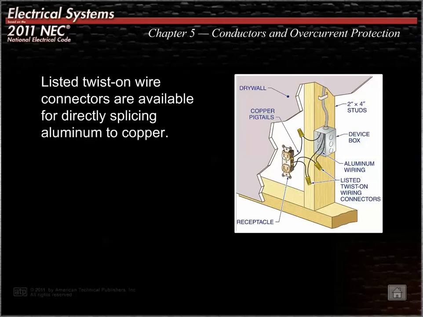Other considerations when installing aluminum conductors is terminations with dissimilar metals. Conductors of different materials, like copper and aluminum, should not be terminated in a manner that causes the dissimilar metals to come in direct contact with each other unless the termination or splicing device is identified for such use.